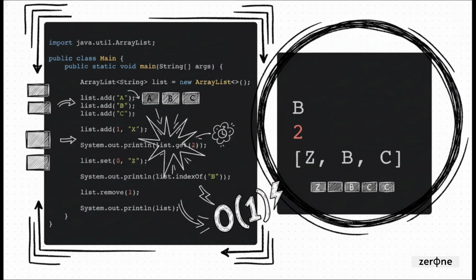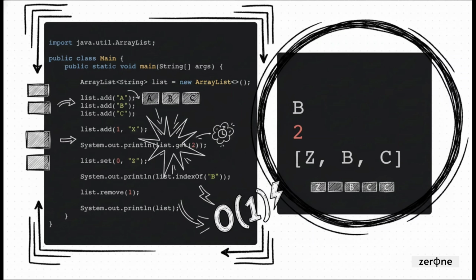This perfectly illustrates the most popular implementation of the List interface, which is the ArrayList. Looking at the code snippet, we create a dynamic array. We can add A, B, and C. Now, because these elements are stored in contiguous memory locations, fetching data using its index, like, say, grabbing the item at index 2, happens incredibly fast. We call this O of 1, constant time, meaning it takes the exact same instantaneous amount of time regardless of how massive the list gets.